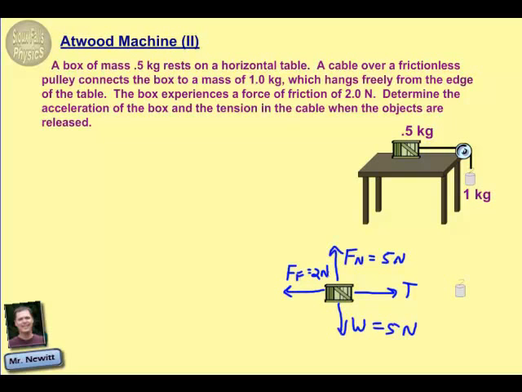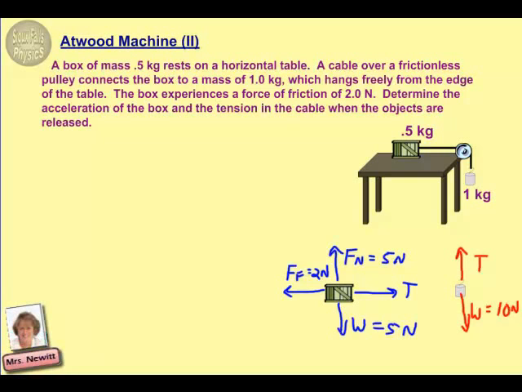Now, let's take a look at the 1 kilogram mass that is hanging from the string. It has essentially 2 forces acting on it. One being the weight of the mass down. If it's 1 kilogram, that's approximately a weight of 10 newtons. And it is also going to be experiencing the same tension in the string that the box has. That is an unknown quantity to us, but it will have a tension directed upward.